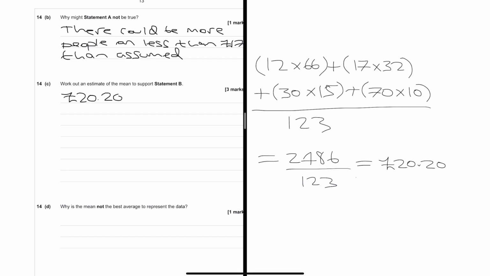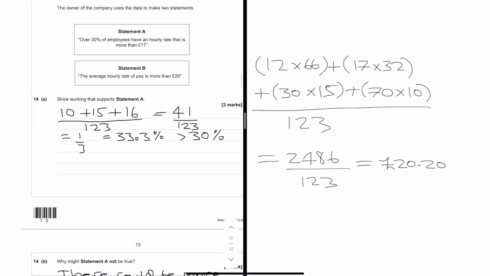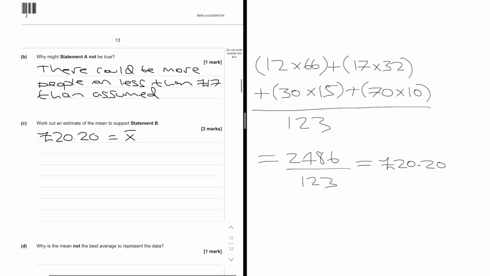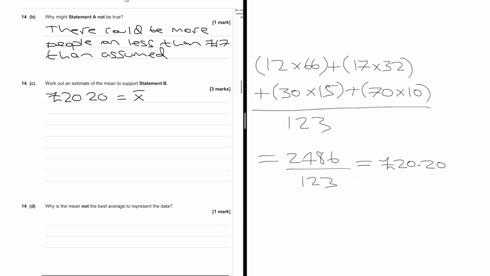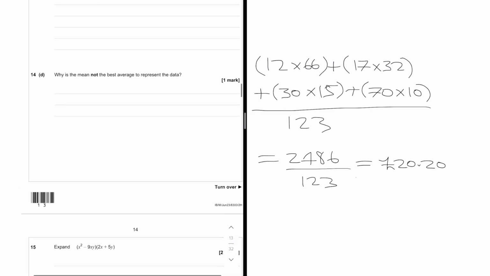£20.20 equals, I'll just call it X for the mean. Statement B says the average hourly rate of pay is more than £20. Well, yep, that's what that shows. That shows that it's more than £20. But if we go on to part D, it says, why is the mean not the best average to represent the data?